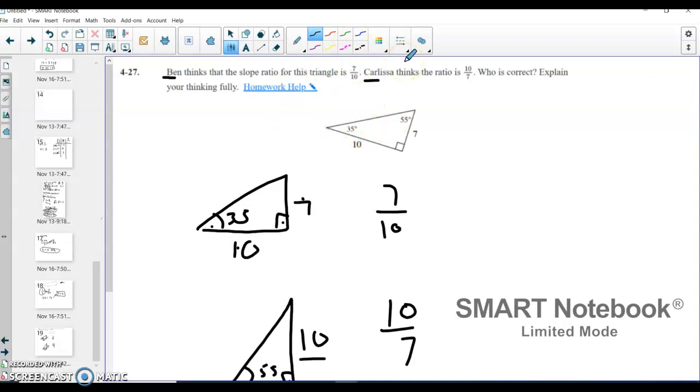That lesson 413 was really supposed to help us. I think it was 413 or 414 that was supposed to help us see that using these complements here, 35 and 55 are complements, you can use that reciprocal idea: if you use 35, it's 7/10. If you use 55, it's the reciprocal, 10/7.